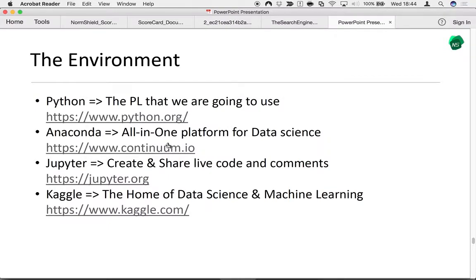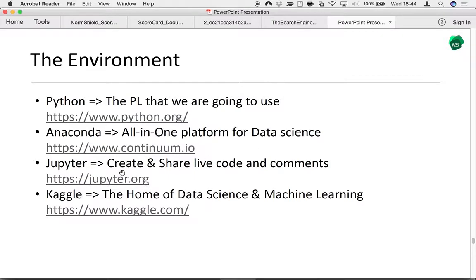And also we're going to use an all-in-one platform called Anaconda. In machine learning, we're going to use a lot of libraries, and that's really hard to set up. It's a really big pain to set up a machine learning environment. That's why we prefer to use Anaconda. Even if you use Anaconda, you still need to install a lot of libraries, but at least it's a good starting point.